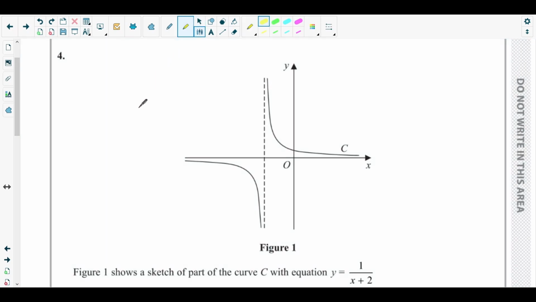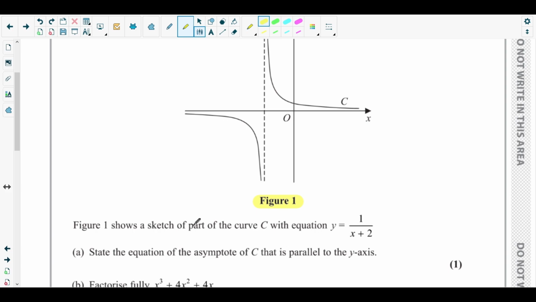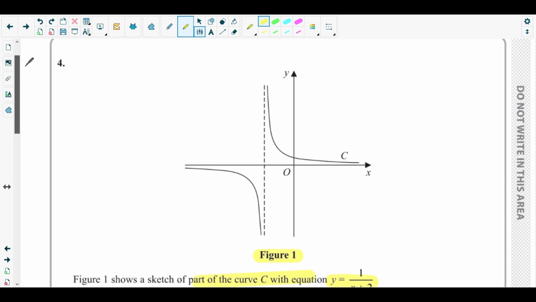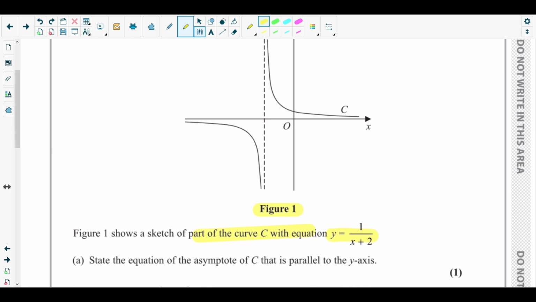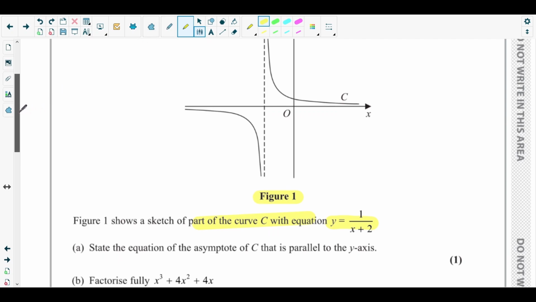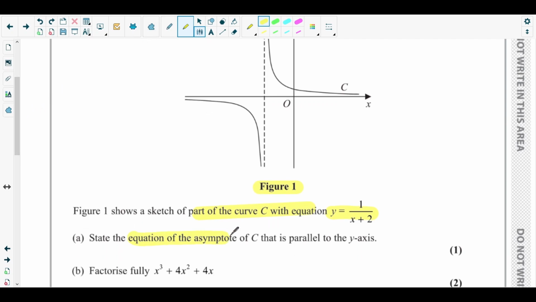Right at first you can see a figure 1. It shows a reciprocal curve C. So figure 1 shows a sketch of part of the curve C with equation y equals 1 over x plus 2. Okay, so this is the sketch of the curve C we can see on the figure 1. So part A is asking to state the equation of the asymptote of C that is parallel to the y-axis.